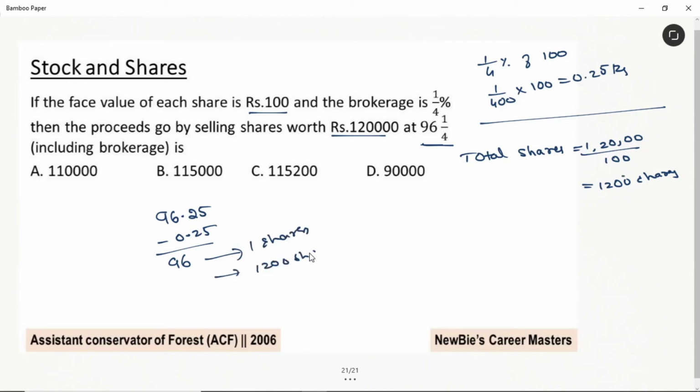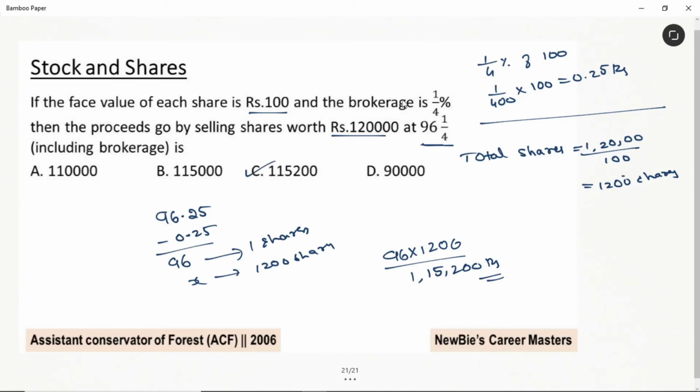1,200 shares. Just take the cross multiplication and get the answer. Very simple. See, 96 into 1,200. So the value is 1,15,200 rupees. Am I clear, everyone? So option C is the answer.